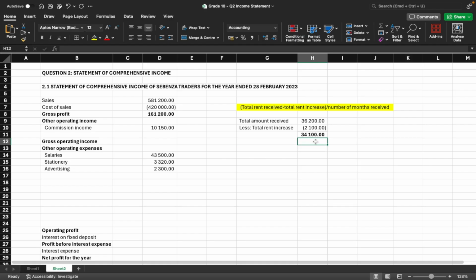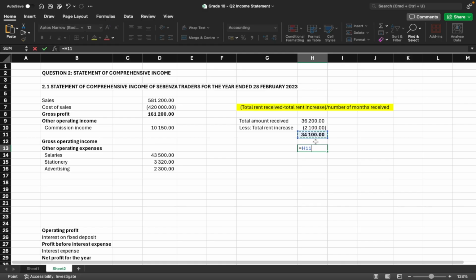Okay, now what do I need to do? I need to divide this 34,100 by the number of months received. Okay, so 34,100 divided by how many months have I received my rent for? Well, I've received my rent in total for 11 months. That's from the 1st of March 2022, from the beginning of my financial year until the 31st of January 2023, because I haven't received for February yet.